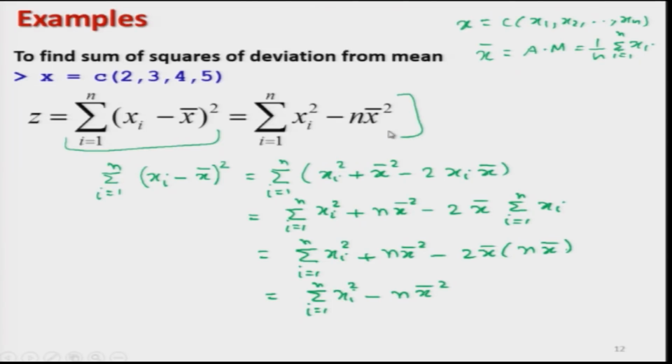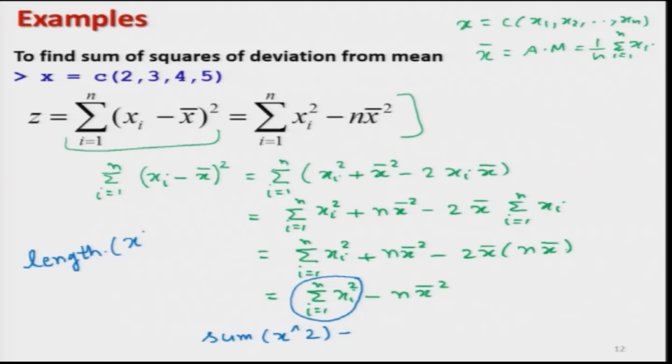So now in order to compute this value, I have already computed this value. This I already wrote as sum of x^2, and what about the next value, what is n? N is the number of elements in the data vector. For that there is a built-in command in R which is called length.